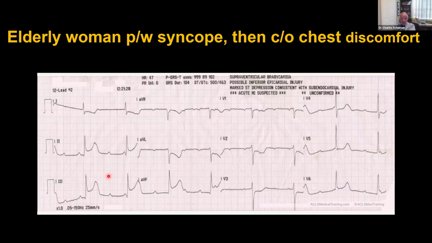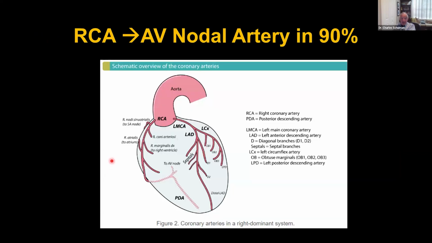right coronary artery. So what's going on here is that the right coronary artery, which feeds the AV nodal artery in 90% of people, notice here. And so there's right coronary artery ischemia, or there's right coronary occlusion, leading to ischemia of the AV node, which is what leads to complete heart block.